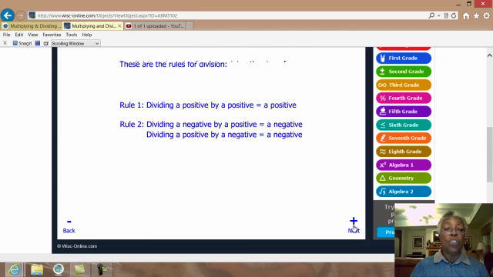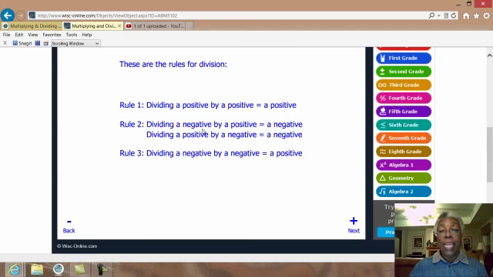These are the rules for division. Rule 1. Dividing a positive by a positive equals a positive. Rule 2. Dividing a negative by a positive equals a negative, or dividing a positive by a negative equals a negative. Rule 3. Dividing a negative by a negative equals a positive. Remember, like signs are positive. Therefore, Rule 1, positive by a positive equals a positive, and Rule 3, negative by a negative equals a positive, and unlike signs are negative.